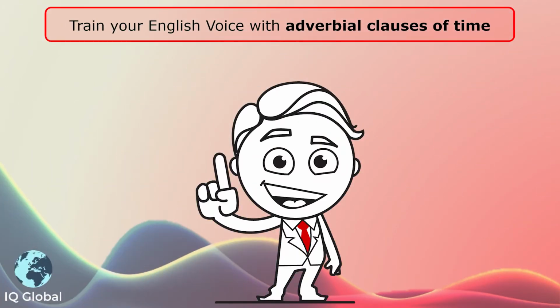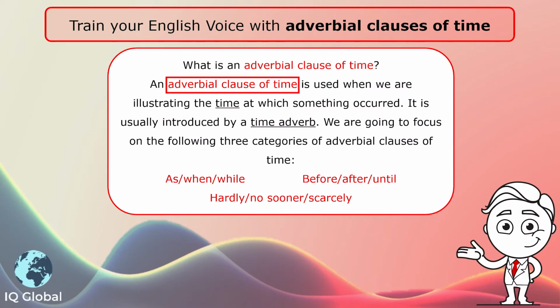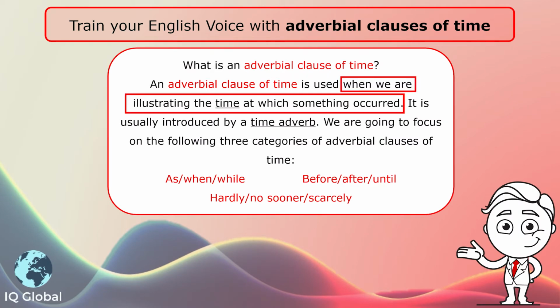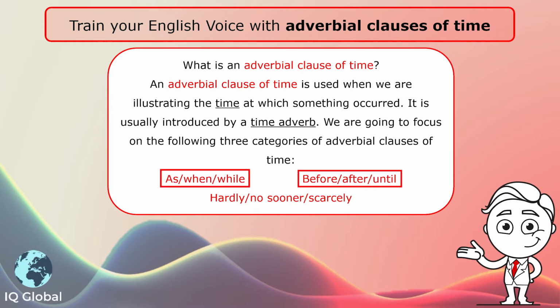In this section, we are going to learn how to use adverbial clauses of time. We use adverbial clauses of time to tell us when something happened, and it's usually introduced by a time adverb. We're going to focus on the following three categories: as, when, while; before, after, until; and hardly, no sooner, scarcely.